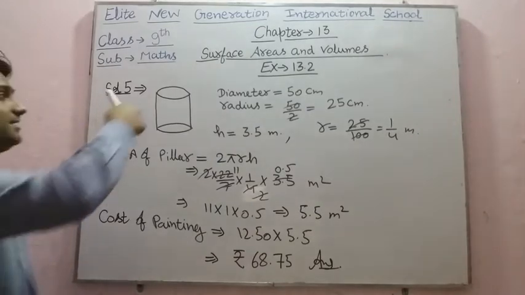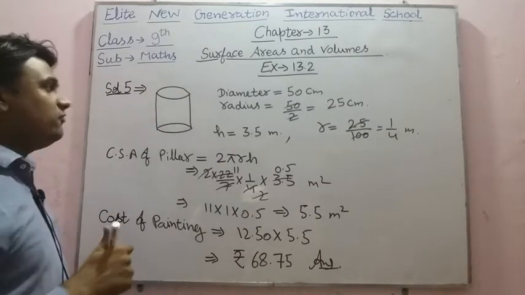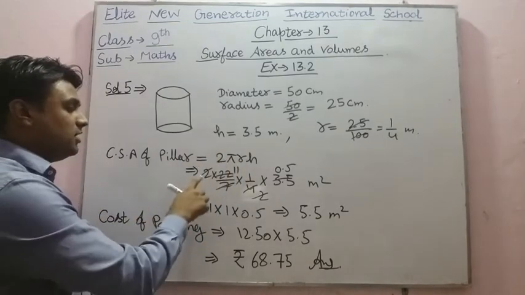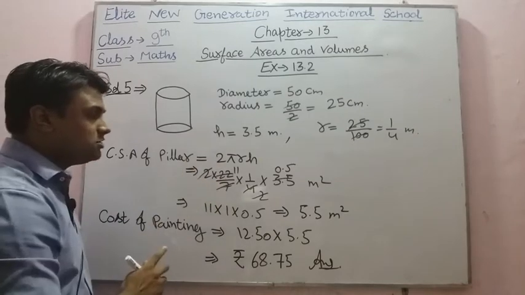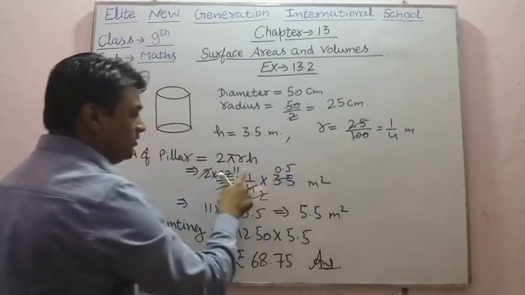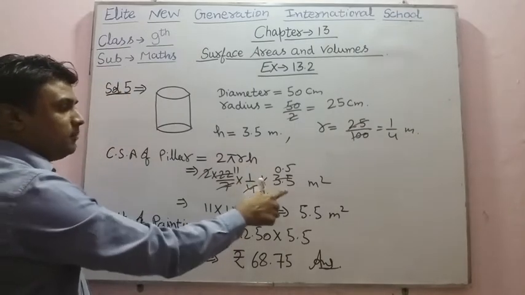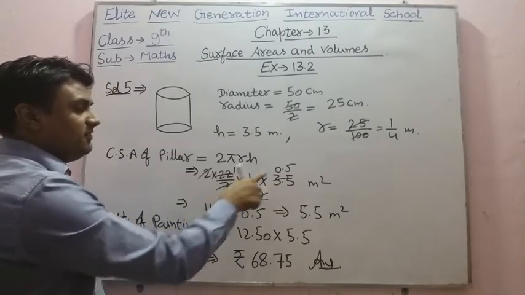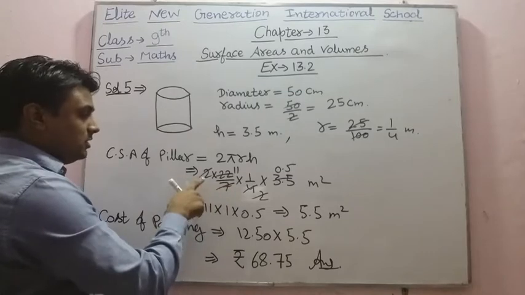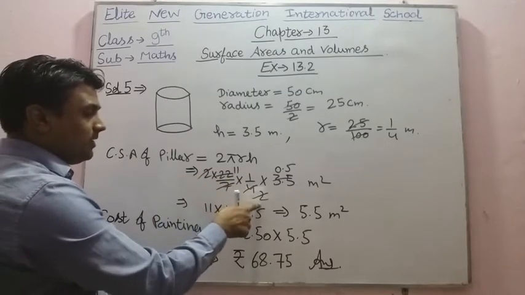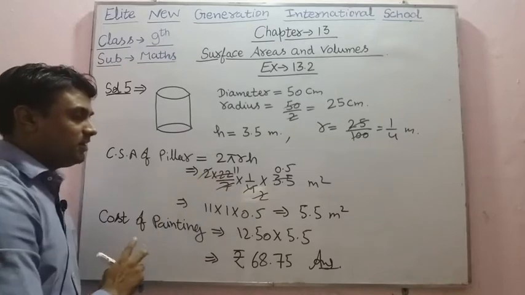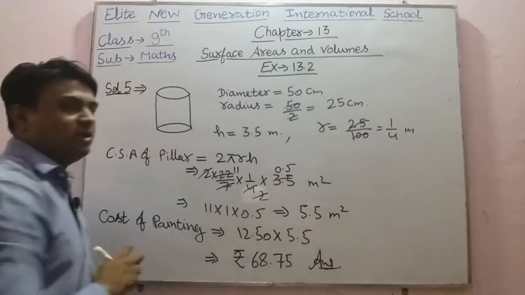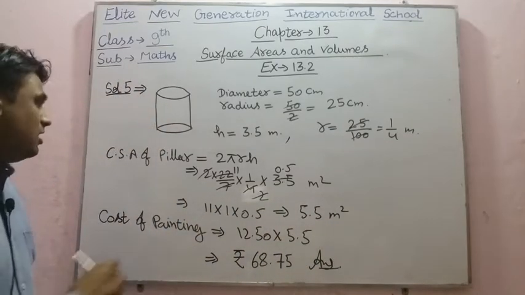Now we have to paint its curved surface area. So first of all we will find curved surface area of pillar. So curved surface area will be given by 2 pi r h. So here 2 into, in place of pi 22 upon 7, into, in place of r we can write 1 upon 4, and in place of h 3.5. Now by solving it, this 3.5 will cancel by this 7 0.5 time, and this 4 will cancel by this 2 2 times, and this 22 will cancel by this 2 11 times. So it will be 11 into 1 into 0.5, it will be equal to 5.5 meter square. This is the curved surface area of the pillar.